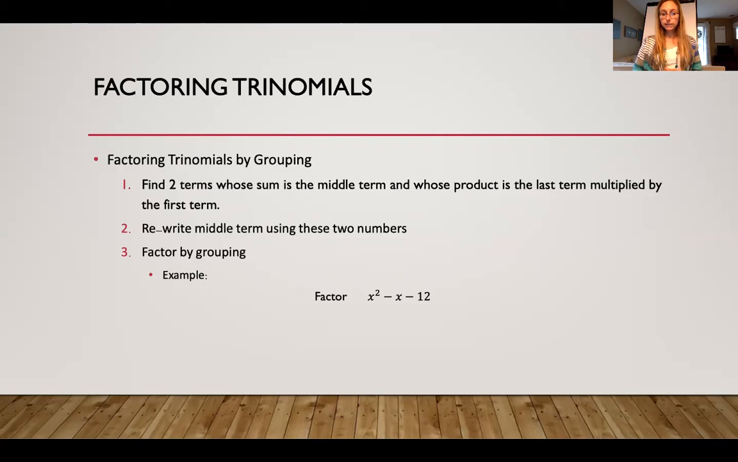So let's go ahead and look at an example. We are going to factor x squared minus x minus 12.